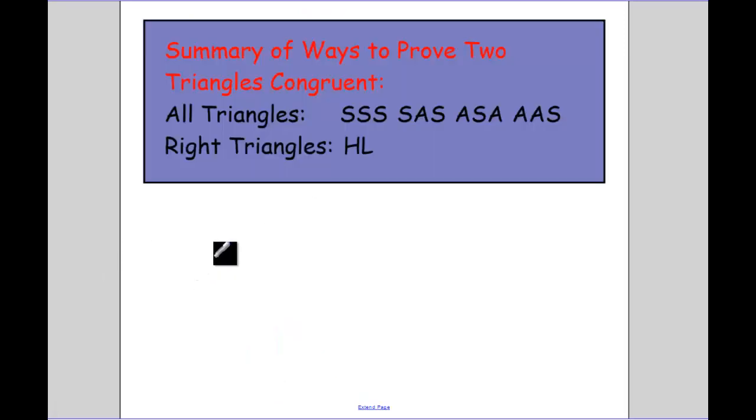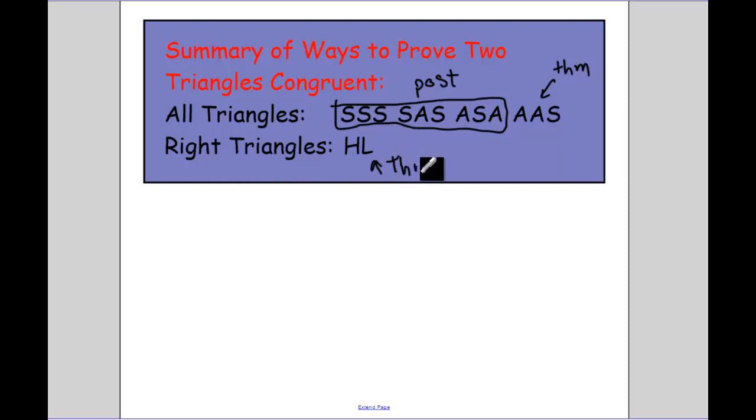So, summary of ways to prove two triangles congruent. Any old triangle you want, there are 4 ways. Remember, the first 3 were postulates. That was a theorem that we just proved at the beginning. And then right triangles, HL, this is also a theorem. I just choose not to prove it.